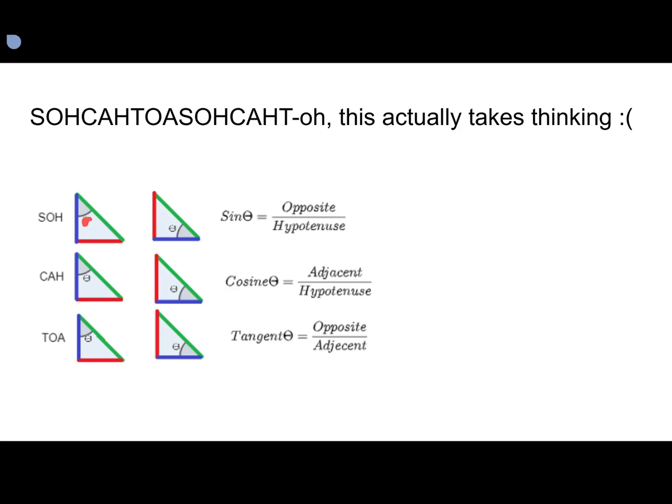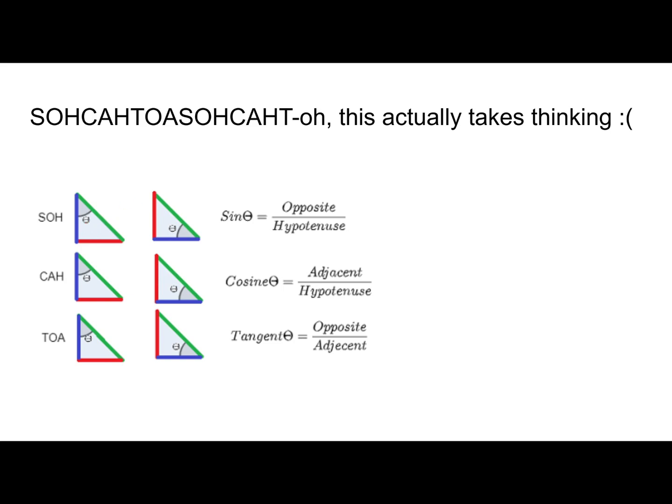Theta is always the angle that we're looking for. I don't know if you guys know that. Usually we're looking for x, but when you're looking for an angle, you usually call it theta. When you're trying to find the sine of something, it's the opposite over hypotenuse. Well, half the battle is finding out what is the opposite and what is the hypotenuse. If this is your theta, this is the opposite, and this is the hypotenuse. I mean, it's really that simple.